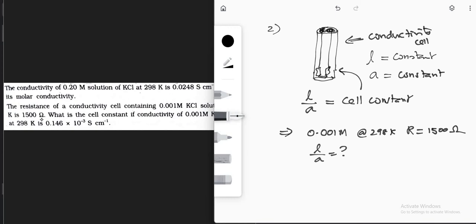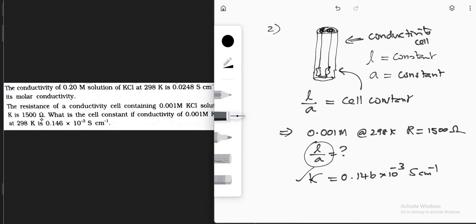If the conductivity, that is the kappa value, of the same 0.001 molar solution at the same temperature is 0.146 into 10 to the power minus 3 Siemens centimeter inverse. Students, observe carefully. For the same cell, they have given the kappa value, and they are asking you to calculate L by A. Yes, it is a very simple problem. How to do that? You know very well.